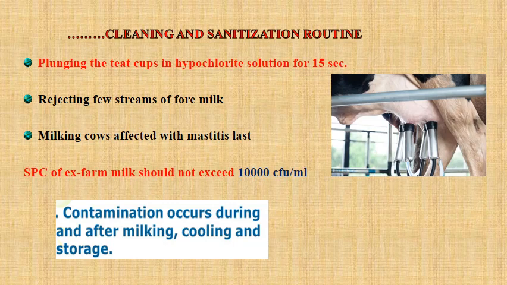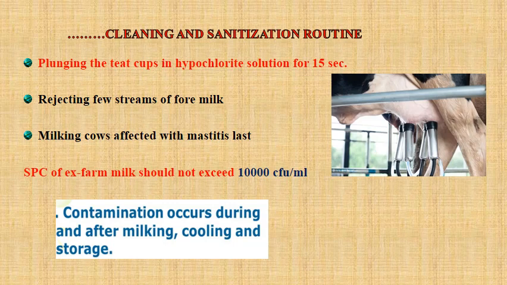Rejecting a few streams of foremilk. The first part, or foremilk, should be rejected, as it may have more microbial contamination. Then milking cows affected with mastitis last. If we know any animal having partial, subacute or subclinical mastitis, then such cows should be milked at the last.